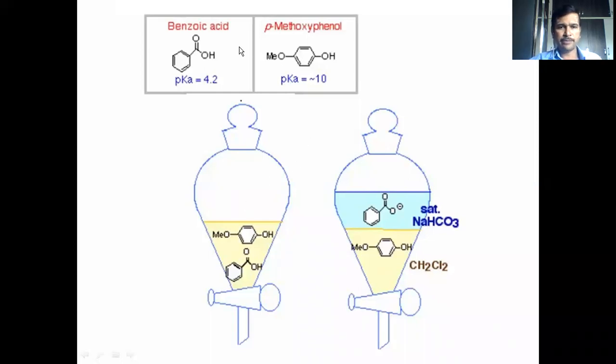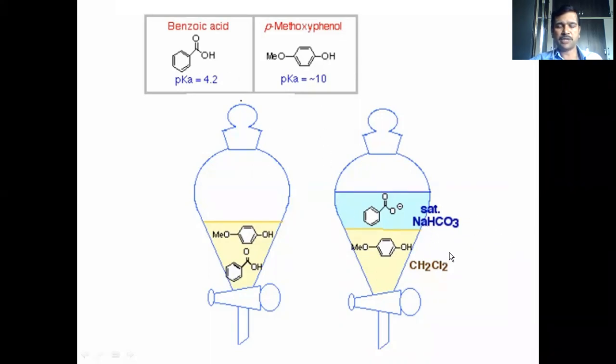First, in the first step, you have dissolved the given mixture in dichloromethane. Then you have transferred the solution into the separating funnel. Then in the next step, you have to add the saturated sodium bicarbonate solution to the separating funnel. What happens here? Benzoic acid and paramethoxyphenol both are present in the mixture. You have made this saturated sodium bicarbonate interact with these two compounds.